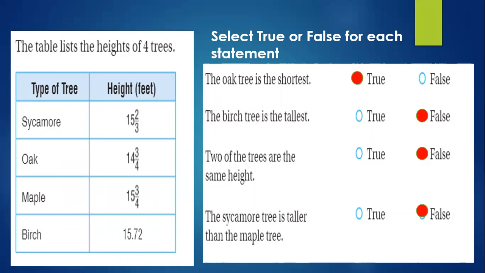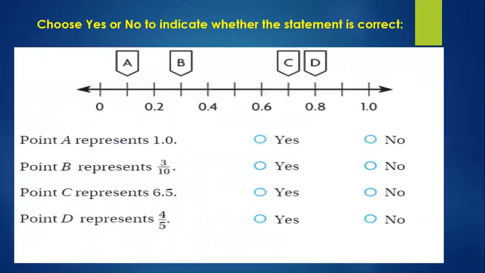Now, let us proceed to the next question. You have to choose yes or no to indicate whether the statement is correct. They have given you a number line which is marked between 0 and 1, and some statements are given. Read the statement, understand it carefully, and then mark yes or no. Point A represents 1.0. Is it correct? No, it is 0.1. That means it's false or no.